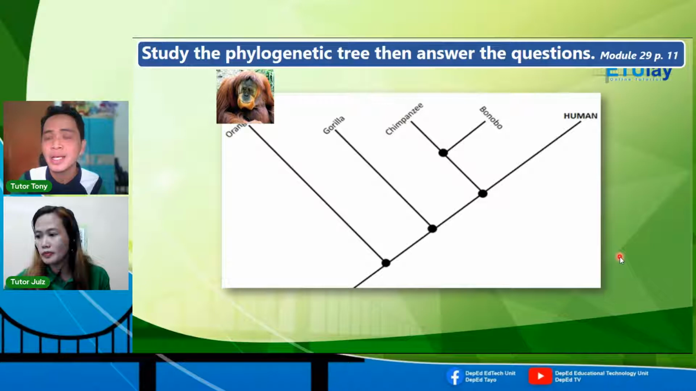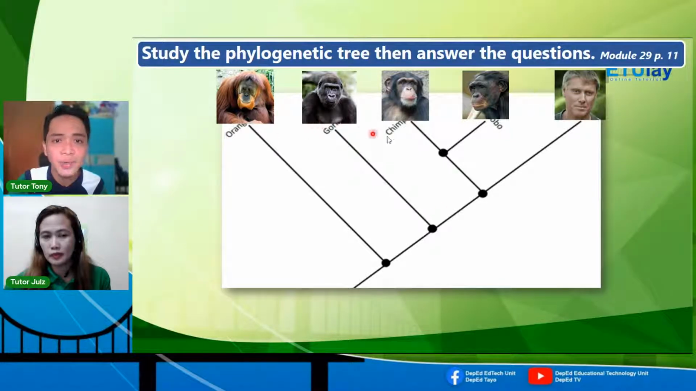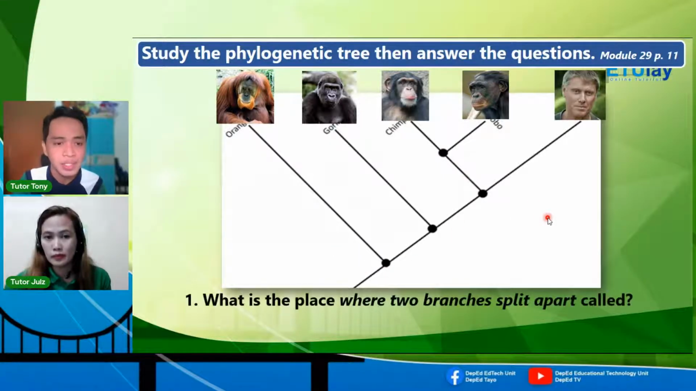So we have here, found on module 29 page 11, nilagyan ko lang ng picture para at least ma-visualize nyo pa further. So we have orangutan, gorilla, chimpanzee, bonobo, and the humans. At may mga branch point, di ba? Alright, so let's answer the questions.